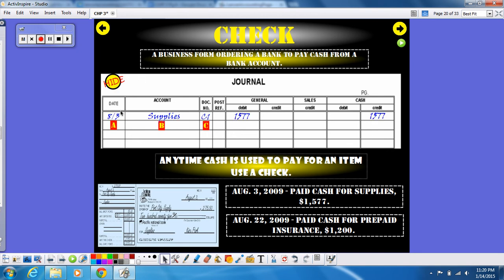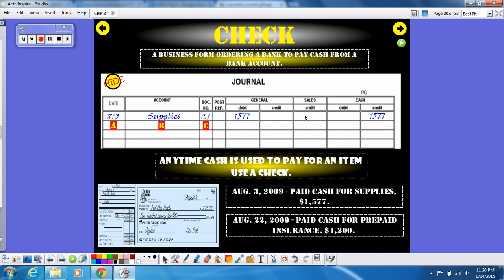Date, account title. When you use a check as a source document, you use a C. This is the first time we've used it, so it's C1. If we did another transaction where we use a check, it's C2. The next time it's C3, and so on and so forth. Our supplies go here in general debit, our cash goes in cash credit, and your journal is complete.